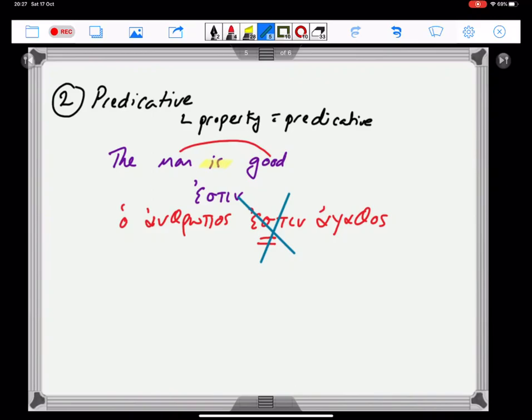You can tell that it's still a predicative use, though, because you haven't got an extra ho before agathos. If there were a ho in there, it would be attributive. The good man. This is the man is good because of the lack of article in there. This is something you'll see a lot of in the New Testament, so you will get used to it.